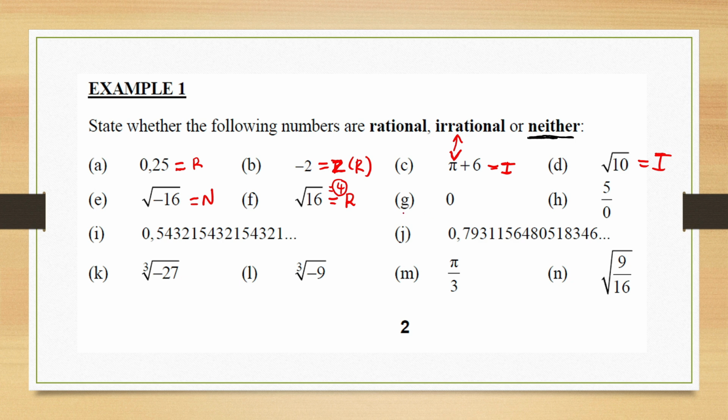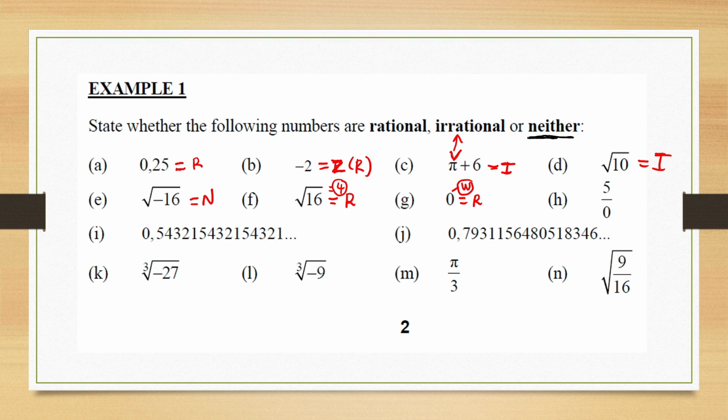Okay, and then G, what do you think G is? Right, so G is a rational number. Why is G a rational number? Because 0 is actually a whole number.